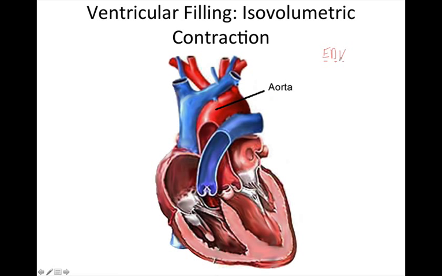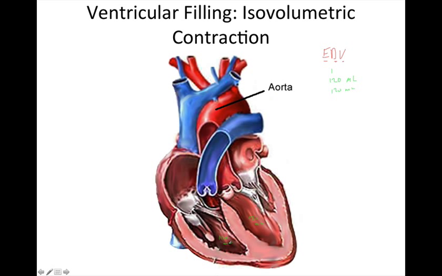Now, end diastolic volume in the right ventricle is going to be 120 milliliters. And same thing with the left. So both ventricles are going to have an end diastolic volume of about 120 milliliters.